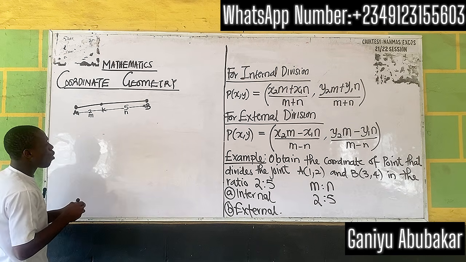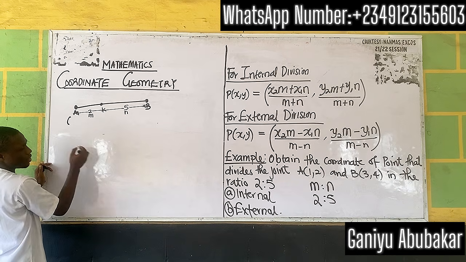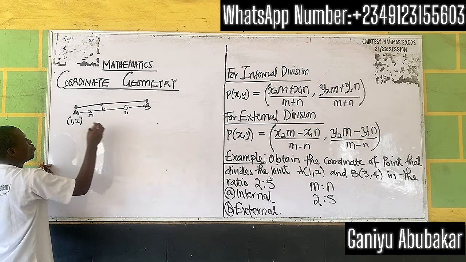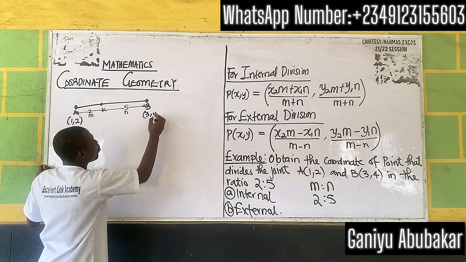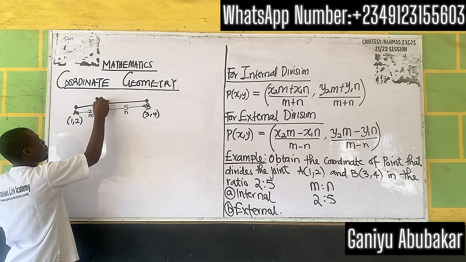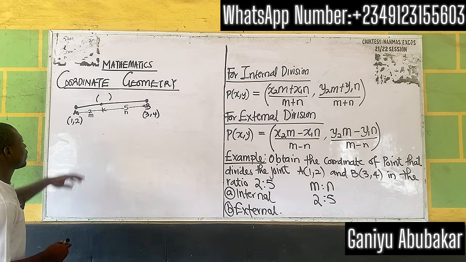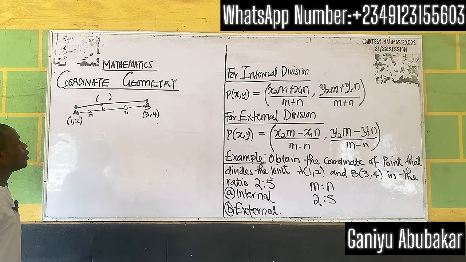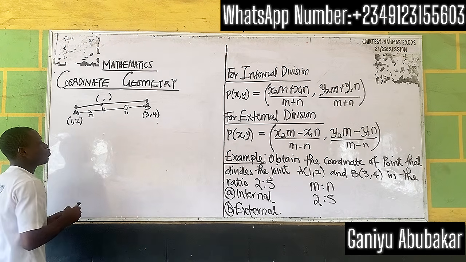Point A has coordinate 1, 2. This B has coordinate 3, 4. This particular point will also have a coordinate, so that's what we have to look for. So let's find the coordinate of this point. What will it be? Something, comma, something.